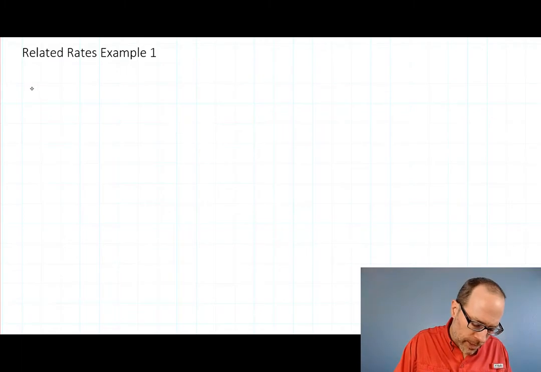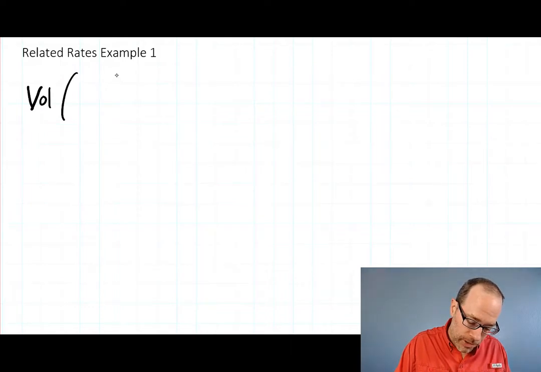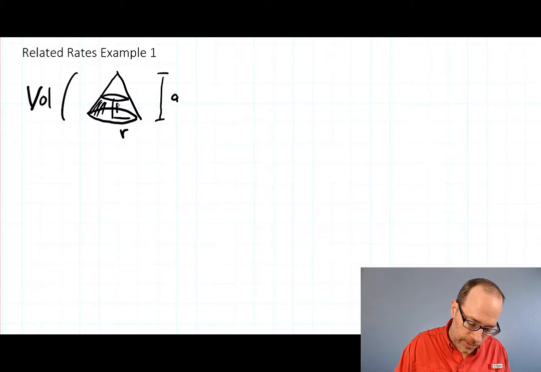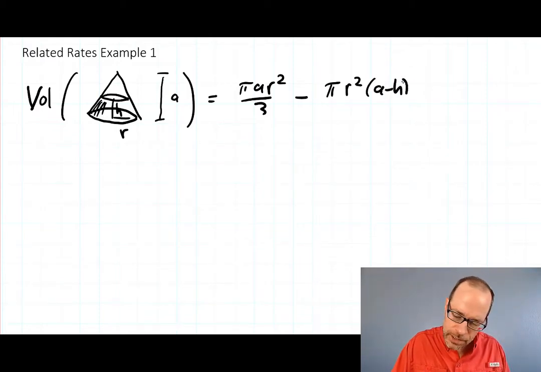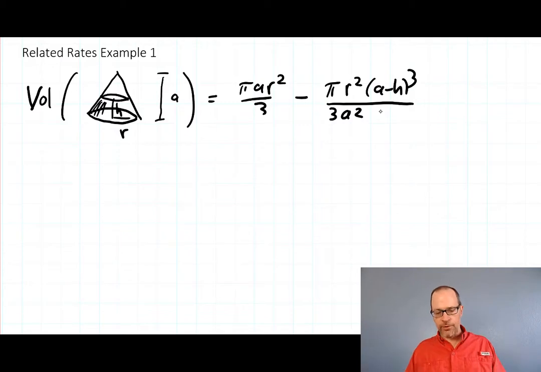So let me remind ourselves of this calculation we did last time. The volume of a partially filled cylindrical cone, so it's filled up to here, with total height A, radius of R, and filled to height H, was pi A R squared over 3 minus pi R squared (A minus H) cubed all over 3A squared. So we'll need that formula in a bit.